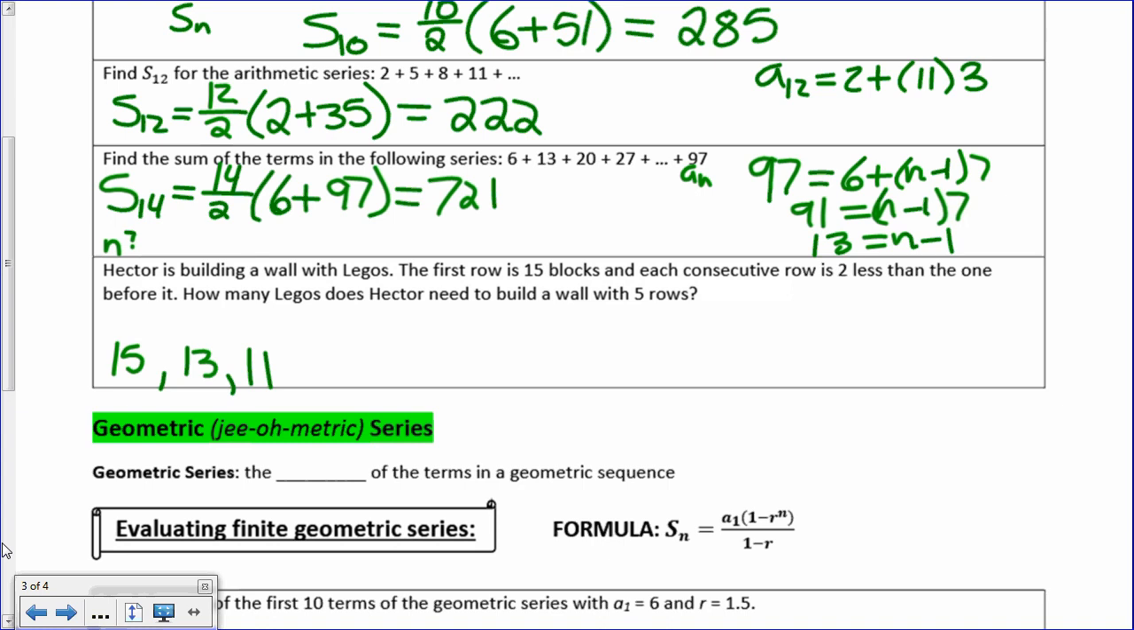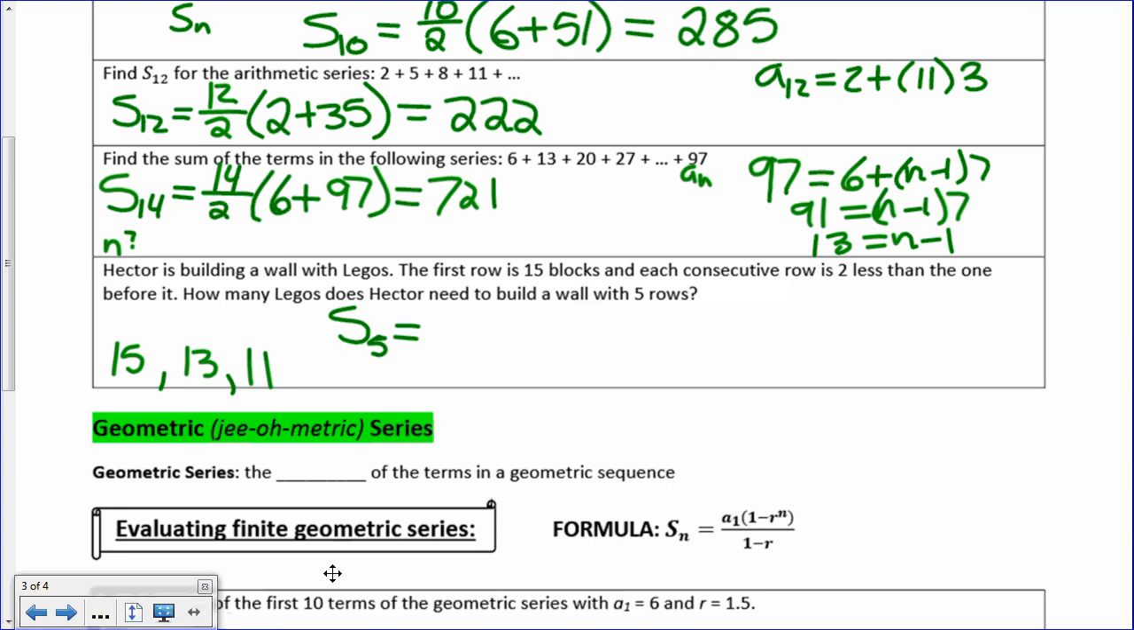So how could I use the formula that we just learned to approach this? Because we're trying to figure out how many total Legos does he need to build the entire wall. So isn't that a series? I'm taking the number of Legos on the first row, the second row, the third row, fourth row, fifth row, and I'm adding them all together to get the total, right? So how do I plug that into the formula that I just learned, S sub n? I'm trying to find S sub what? 5.